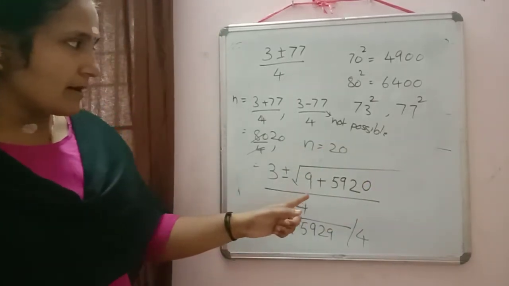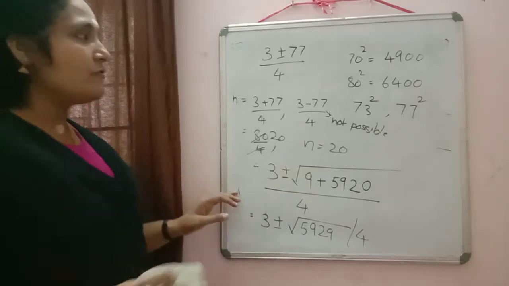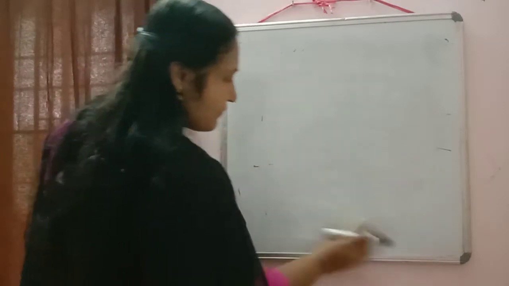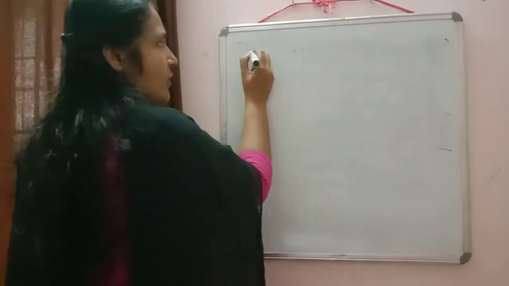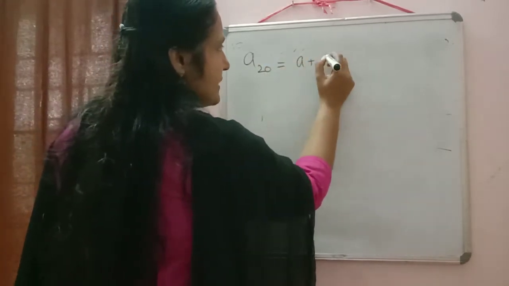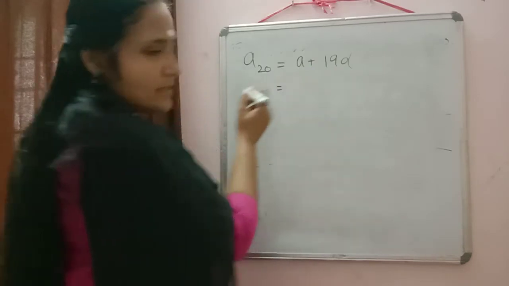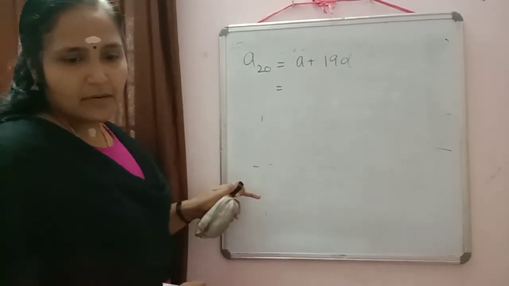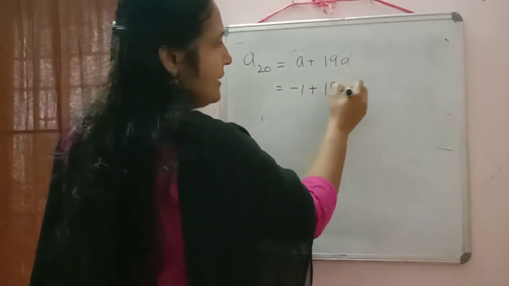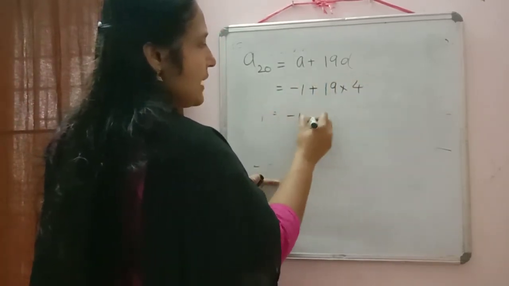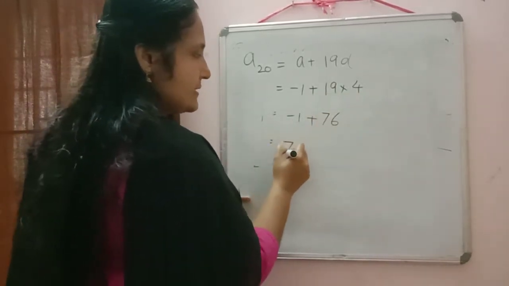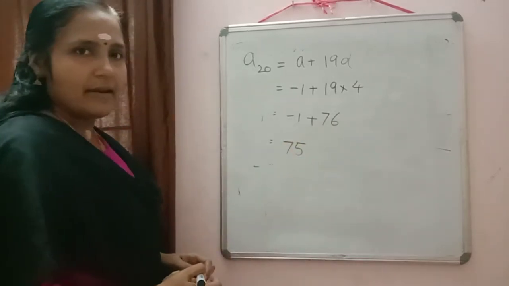Find n, over. An doesn't mean that you have to find the general term. We got the value of n. So now what we have to find out? An, meaning we want A20. So we'll write An is A plus 19D. And what was the value of A? A was equal to minus 1. Substitute the value. Minus 1 plus 19 into 4. So it will be equal to minus 1 plus 19 fours are 76. So 76 minus 1 is equal to 75.